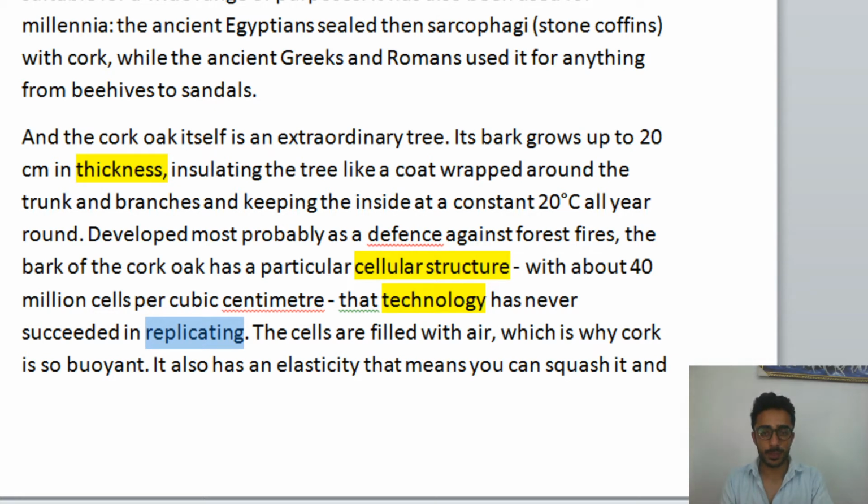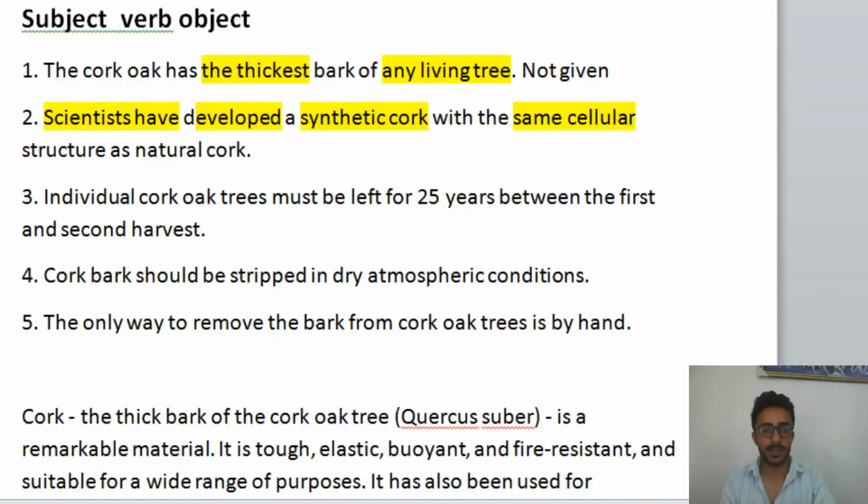So if I come to the questions, technology is there, replicating is there, cellular structure is there, but the main thing is that they have never succeeded in it. They are never replicating it, meaning they are not making any such kind of cork with chemicals which is the same as the cellular structure. So definitely our answer is no, meaning it's going to be false here.